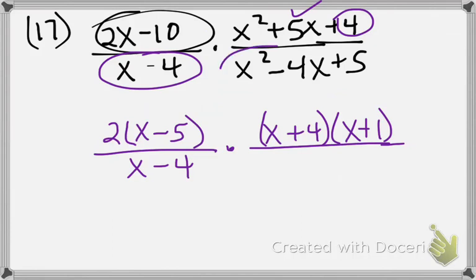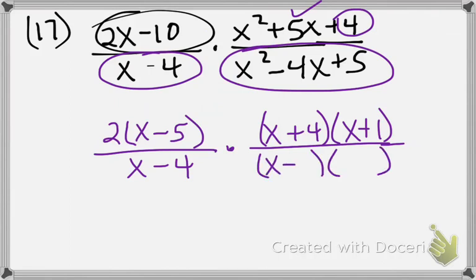And then in the denominator here, I need two numbers that multiply to give me 5 and add to give me negative 4. And not very much multiplies to give you 5. You only have two options. So I'm going to use x minus 5 and x plus 1, because negative 5 and positive 1 would add up to negative 4. Now I can cancel anything from the whole numerator with anything in the whole denominator.